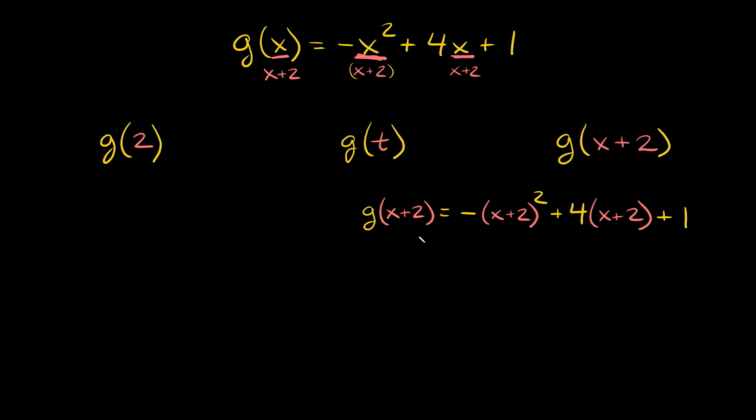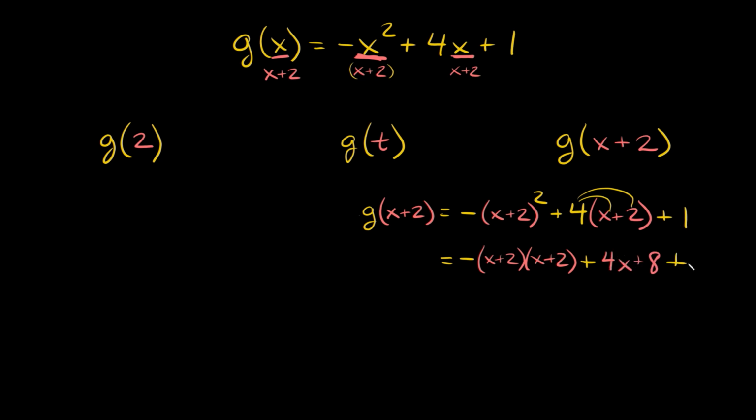Now in this example, unlike the last one, there's actually several things that we can simplify. So this is going to be equal to negative, and then x plus 2 squared, well, that's the same thing as x plus 2 times x plus 2. And then we're going to add that to 4 times x plus 2. So here we can just distribute this 4, so 4 times x and 4 times 2. That's going to be 4x, and 4 times 2 is 8, so plus 8.